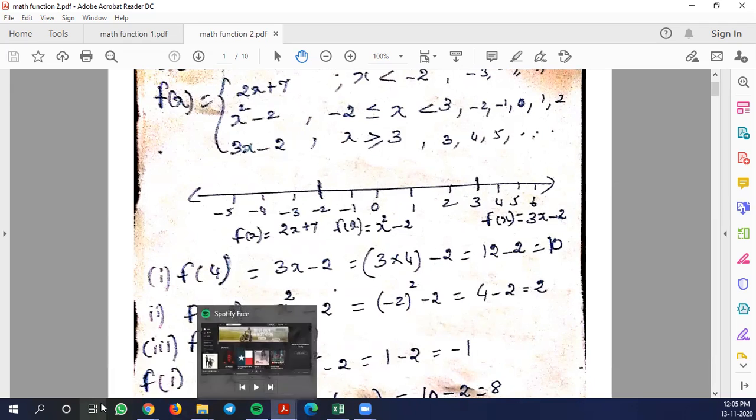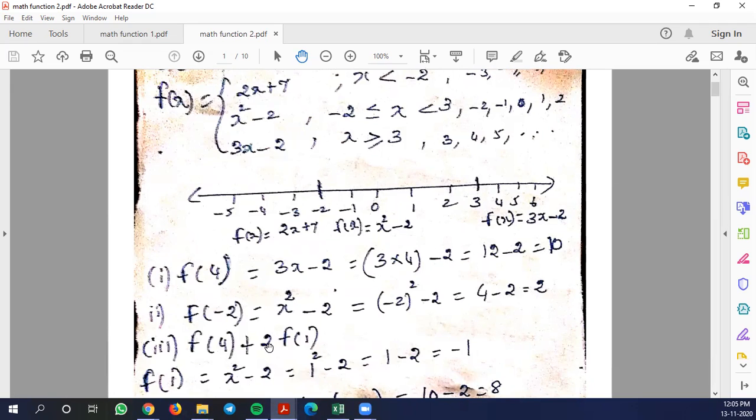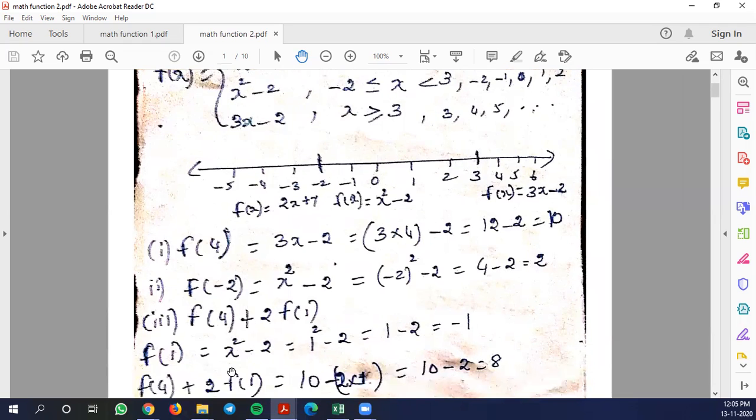Then the third one, f of 4 plus 2 f of 1. Here we already found f of 4, so no need to find it again. Enough to find f of 1. What is f of 1? You have to go here. This one lies here only, so x square minus 2. In the place of x, substitute the value 1. So 1 square minus 2. 1 square is 1 into 1 is 1, minus 2. So 1 minus 2, it is minus 1.